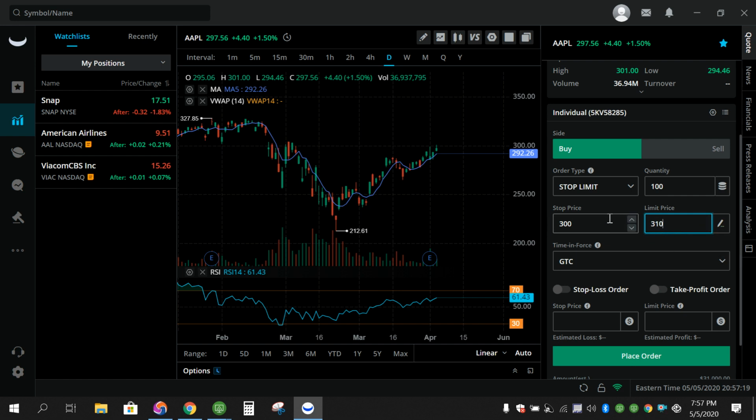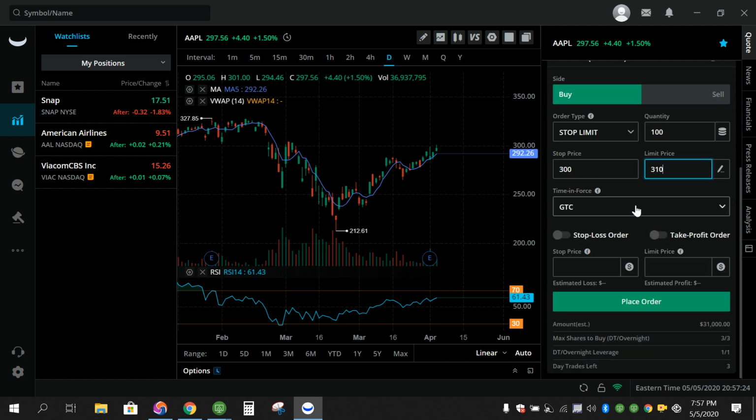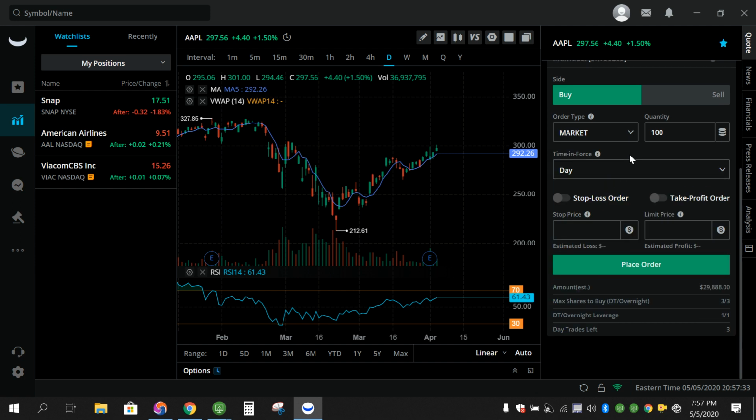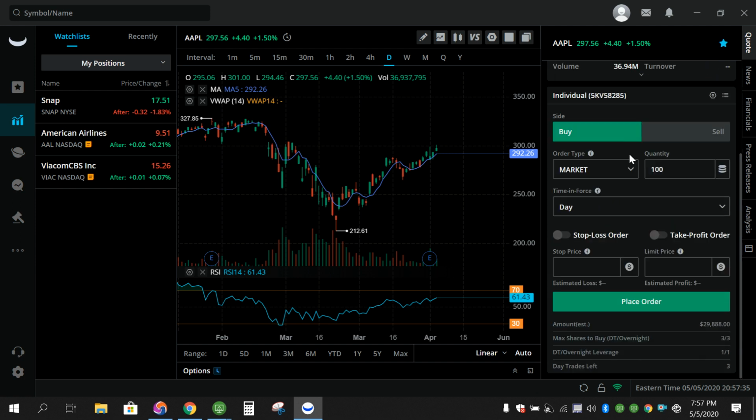So this is to protect you against paying more than what you're willing to pay when you're trying to catch an uptrend. So that's pretty much it, guys. Just to do a recap, the market order is to get you in ASAP, right? You don't choose a price, you just choose your quantity. You hit market order, boom, it executes.